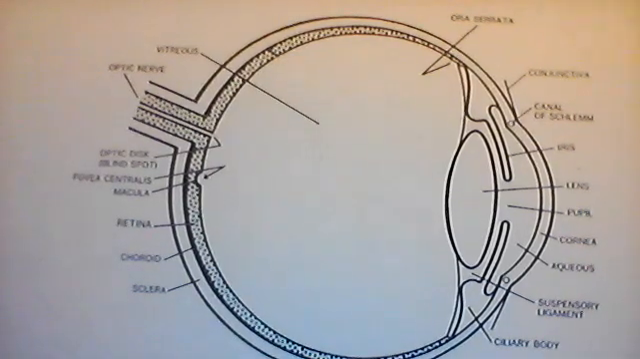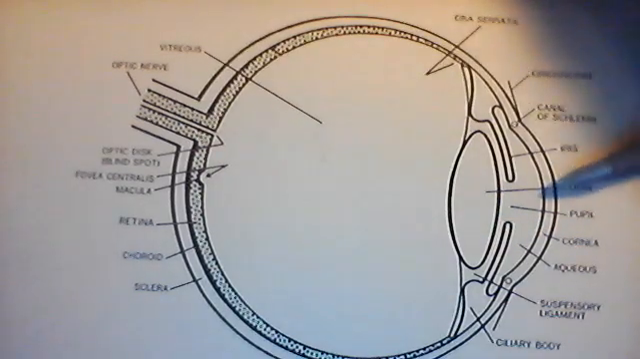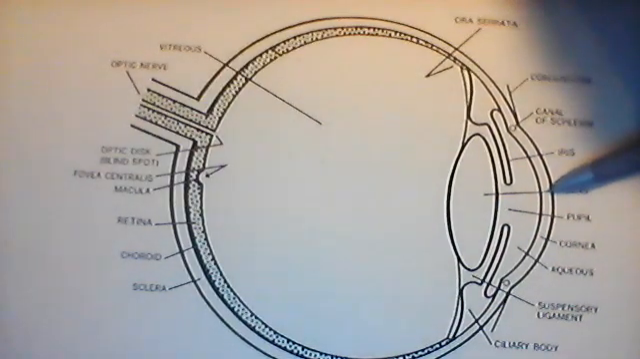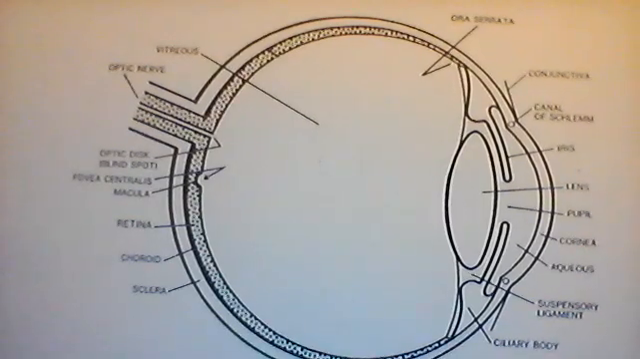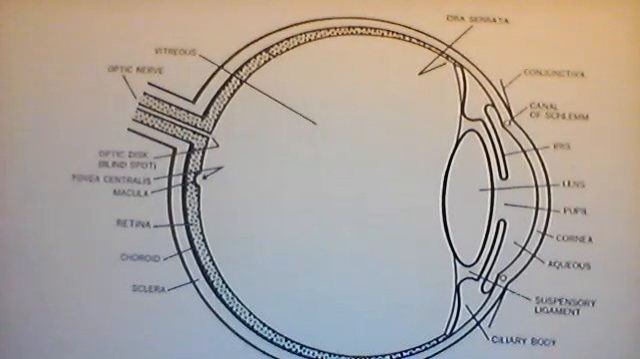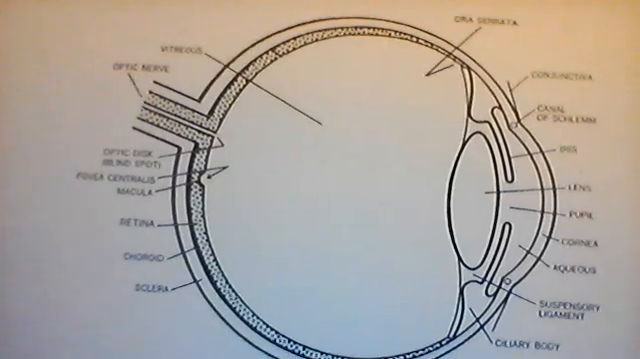On the other side, as part of the sclera, we have the cornea, which is this front piece here. It is the only transparent tissue of the eye, actual tissue, that allows the light to come into the eye.